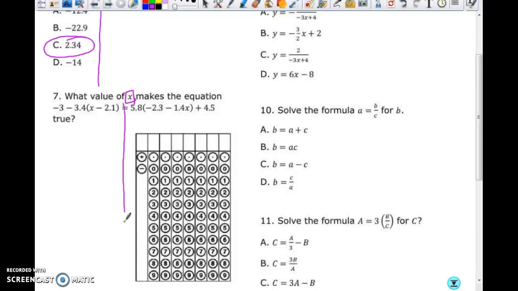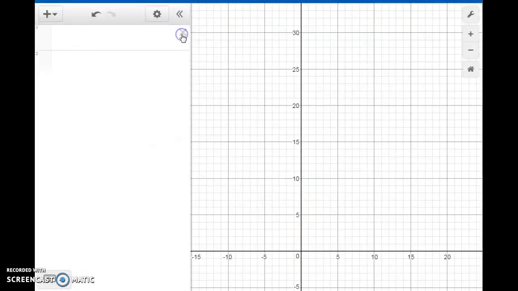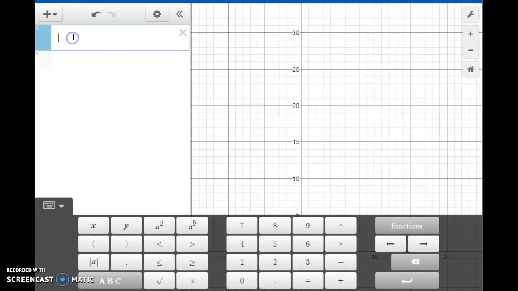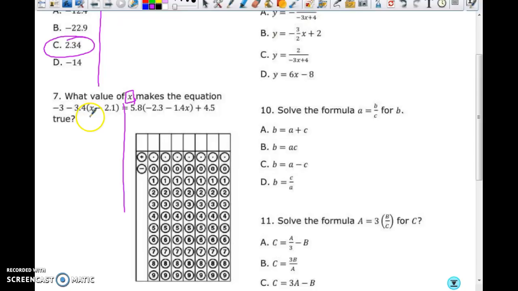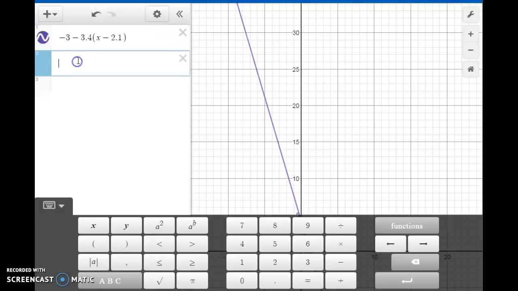Right? Again, I'm not trying to do all of that by hand, right? So what is the shortcut? Let's do the magic trick. We're going to put this side into the calculator, and this one in the other slot. So clear it out again. Negative 3 minus 3.4, parentheses, x minus 2.1. Close it. That's one side. What is the other side?